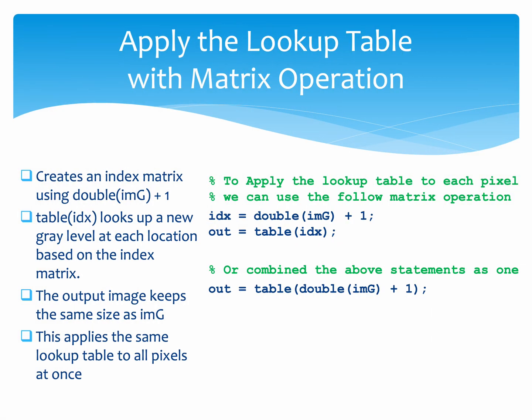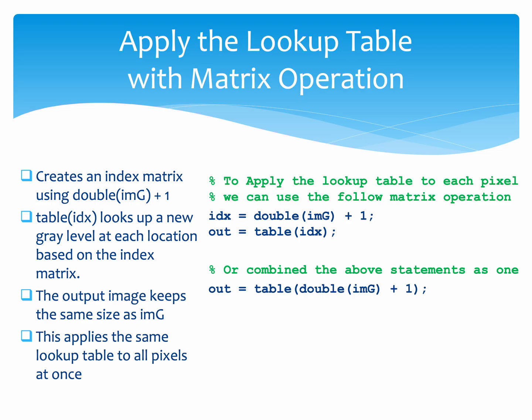Now let us see how to apply the lookup table with matrix operation. In the previous slide, we explained why we use double(img) + 1. Here the important point is that this operation creates an index matrix. Next, table(idx) looks up a new gray level at each location based on the index matrix. So each location in the image gets a new intensity value, and the result is a new image with the same size as the original image.